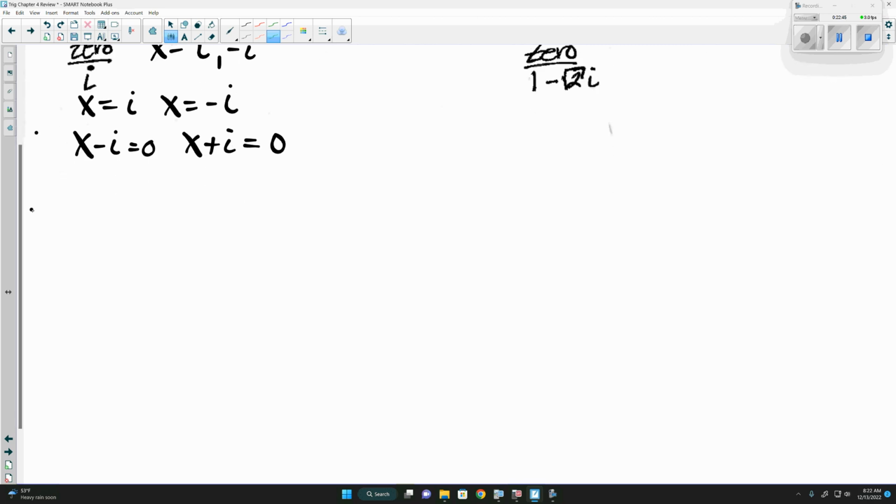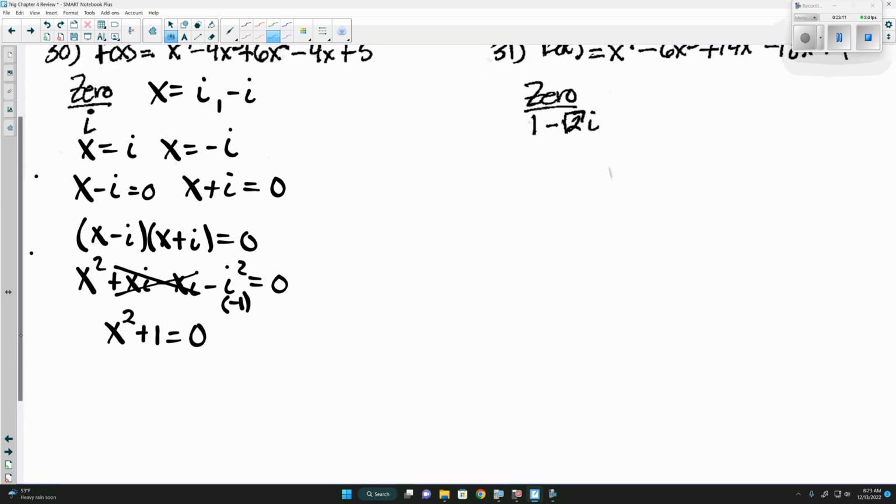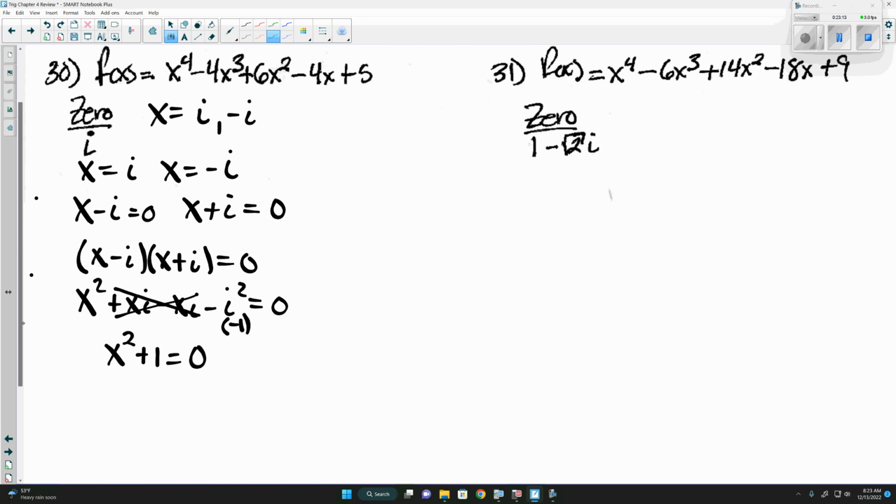So we have x minus i, x plus i, so we're going to multiply these together. And if we multiply them together, we get x squared plus xi minus xi minus i squared. Well, the middle two terms will cancel. i squared is negative 1. So the quadratic that gives us the two solutions, i and negative i, is x squared plus 1. So now we can do long division.